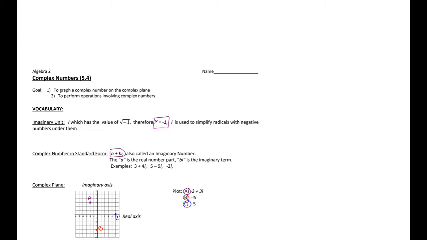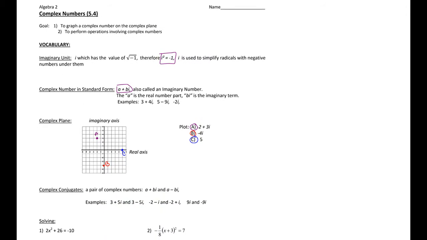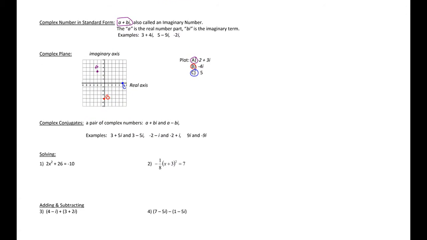The next thing we're going to talk about are complex conjugates. You need to remember that if you have a plus 3b, the complex conjugate would be a minus 3b. Other examples would be 3 plus 5i and 3 minus 5i, -2 minus i and -2 plus i. Noticing that the only thing that's changing is the sign between the real and the imaginary number. The sign out front is not changing.